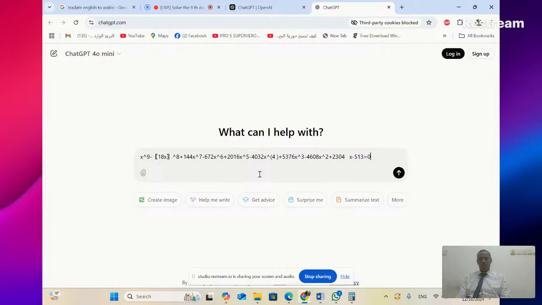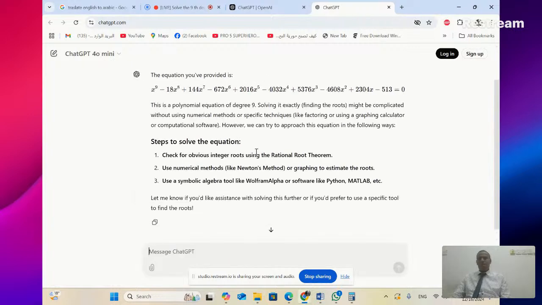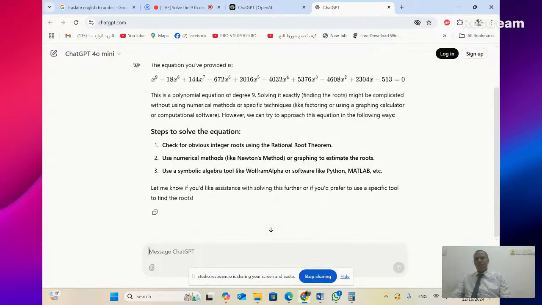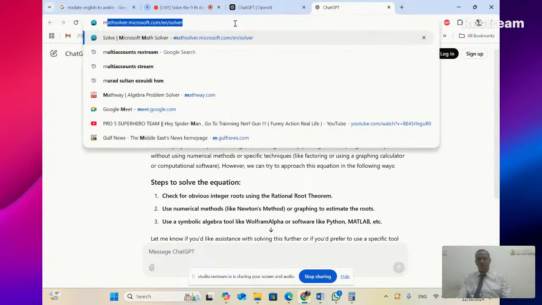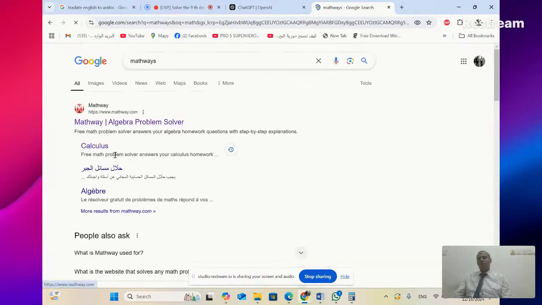Look, okay. And the equation, okay. He used the rational root theorem, no theorem. He did find nothing. Okay, that's me now for that. Okay, he started doing this. Now we go to Mathways. Mathways uses what? Uses graphs. Calculus, Mathways. Okay. Mathways, come.